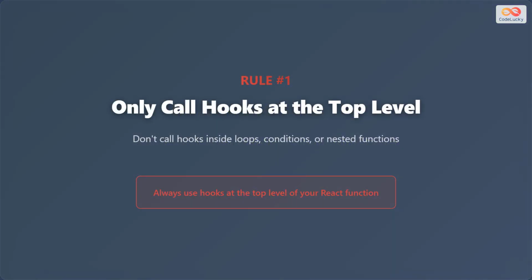The first rule is that you should only call hooks at the top level of your React functions. This means you should not call hooks inside loops, conditions, or nested functions. Always use hooks at the top level of your React function. This ensures that hooks are called in the same order each time a component renders.